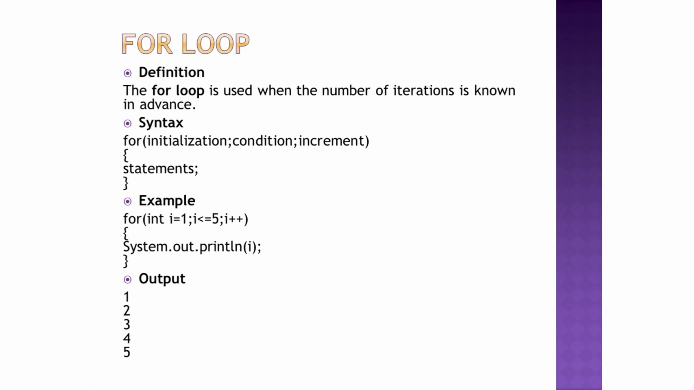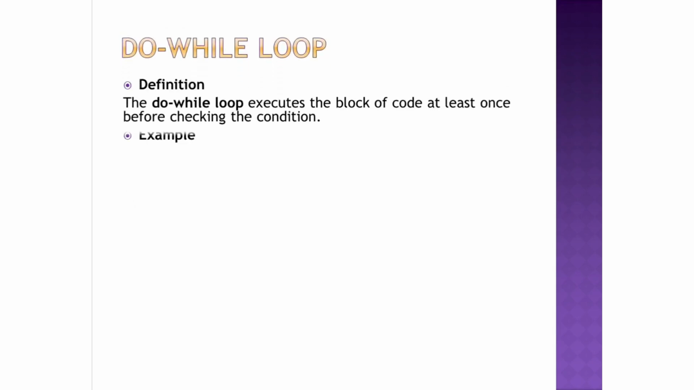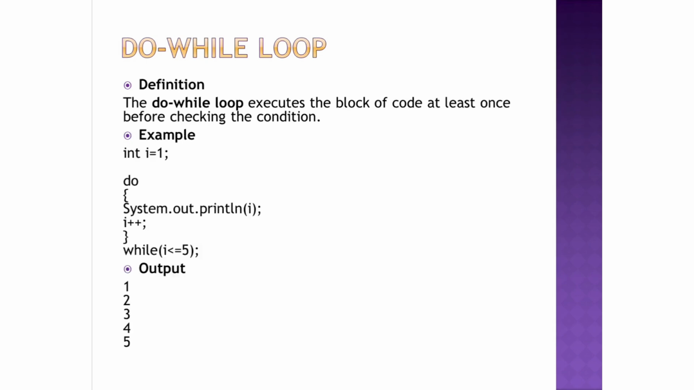Next, the do while loop. The do while loop is different from other loops because it executes the code first and checks the condition later. This means the loop body will always execute at least once, even if the condition is false.